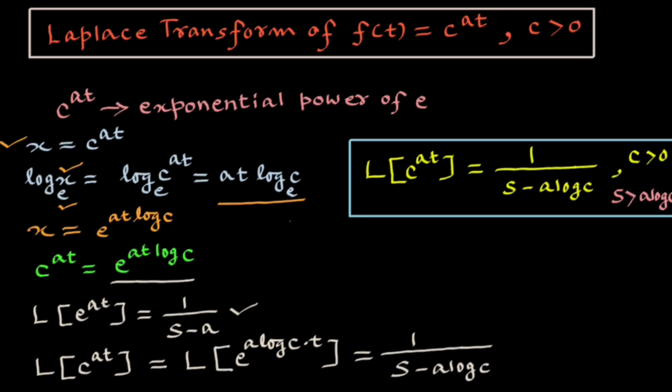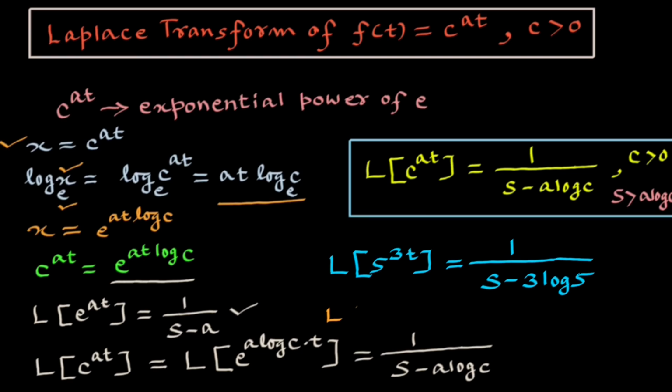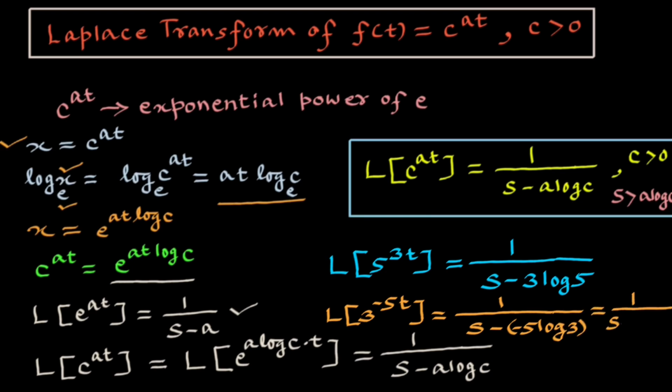Accordingly, let us see what will be Laplace transform of 5 raised to 3t. This will be, according to the above formula, 1 upon s minus 3 log 5. Or Laplace transform of 3 raised to minus 5t will be 1 upon s minus (minus 5) log 3, which will be 1 upon s plus 5 log 3.